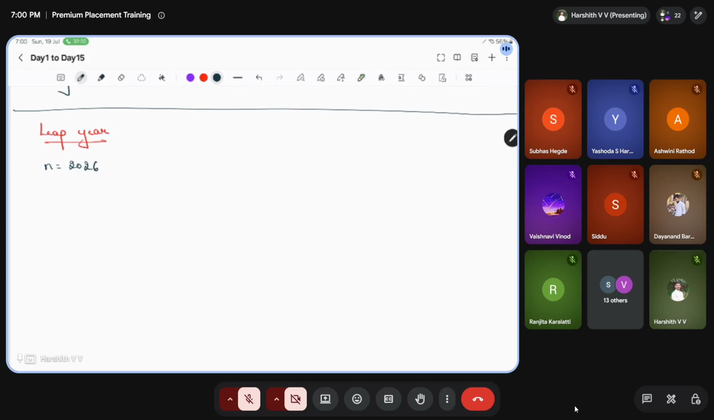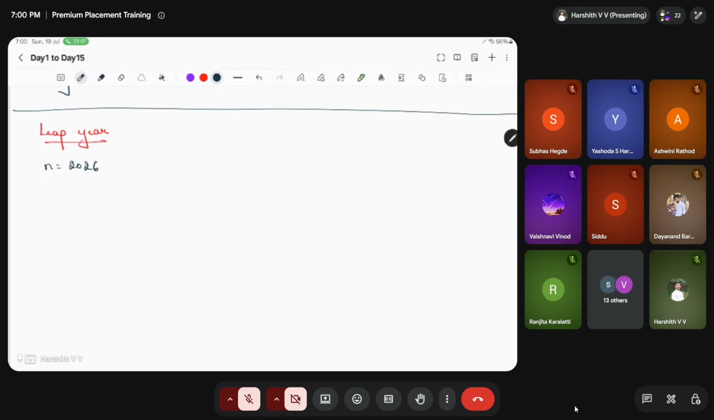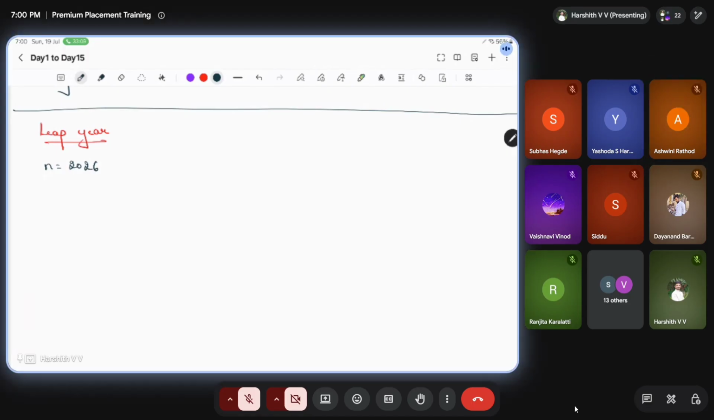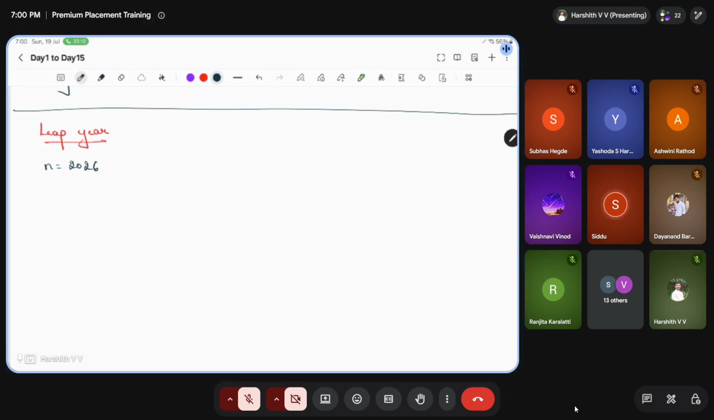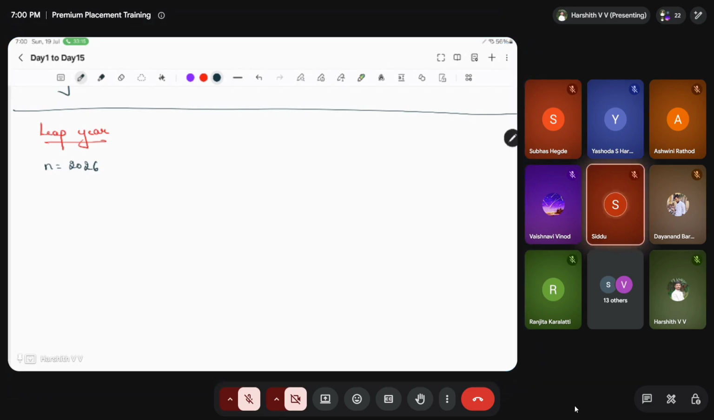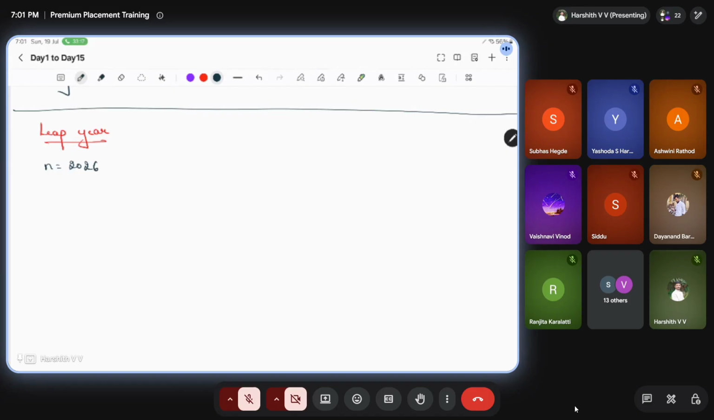Is 2026 a leap year? Yes or no? Do you not know? Sir, leap means? You know the concept of leap year, right? Every 4 years one extra day will come in February. Yes, sir. That is what we are checking. 2026 is not a leap year.